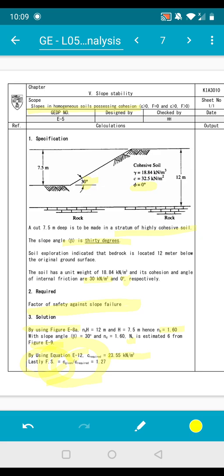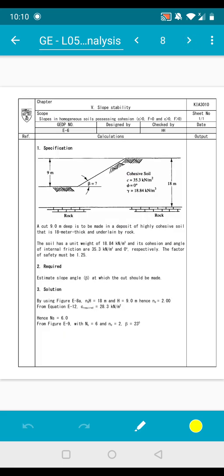So if the internal friction angle is not given, it means it is 0. It's given, but it's 0 degrees. So what's left is just the factor of safety due to the cohesion. That's why you end up using just this equation. Pretty short and simple. Now let's look at problem number 6.